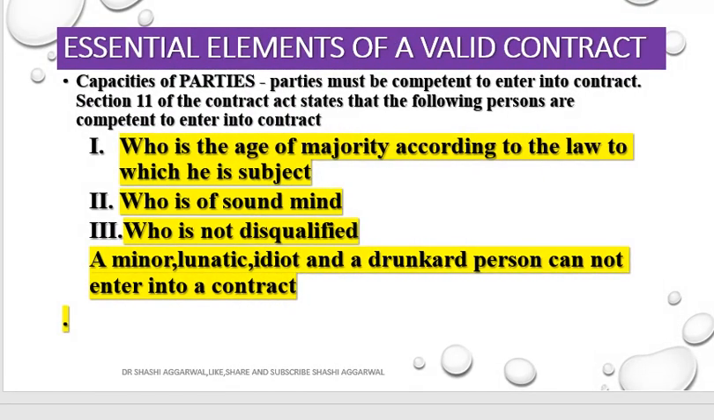Capacity of the parties. The party must be competent to enter into a contract. Section 11 of the Contract Act states that a person is competent to enter into a contract who is of the age of majority according to the law to which he is subject, who is of sound mind, and who is not disqualified by the law. Persons who are not competent are minors, persons of unsound mind, and persons disqualified by the law. A minor, lunatic, idiot, or drunkard cannot enter into a contract.